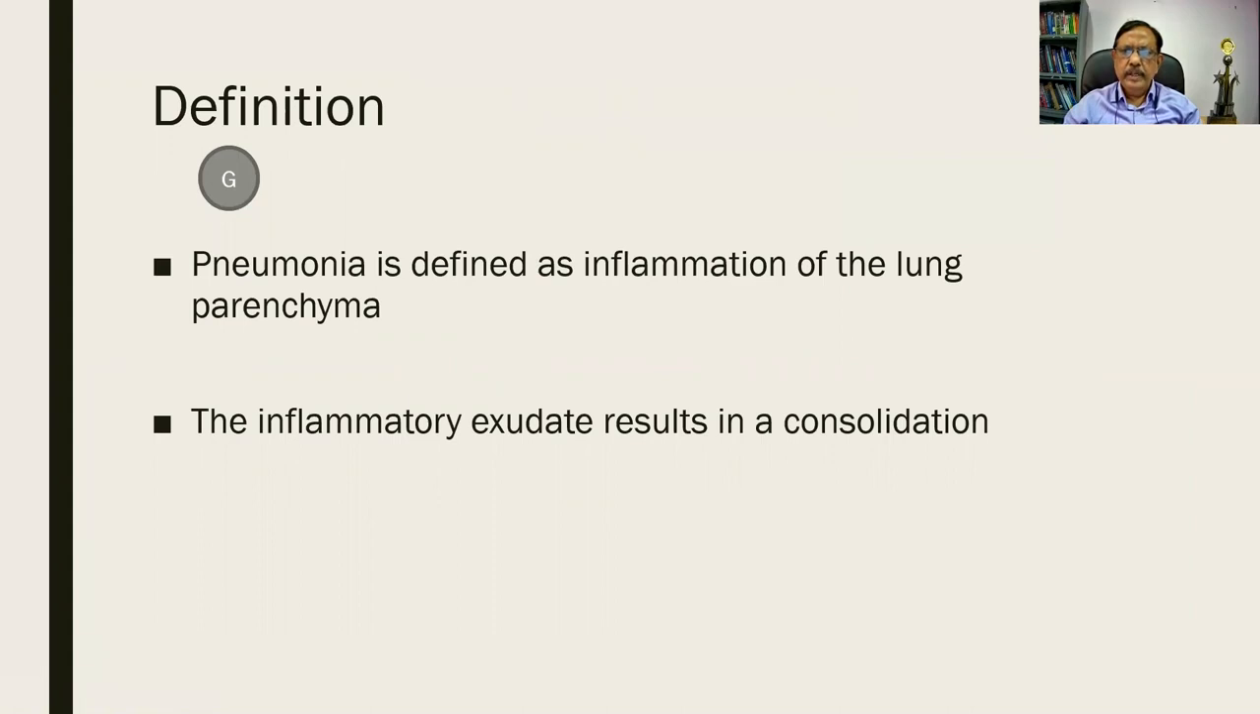Definition. Pneumonia is defined as an inflammation of the lung parenchyma. Parenchyma means it does not include the pleura. The inflammatory exudate results in an area called consolidation.